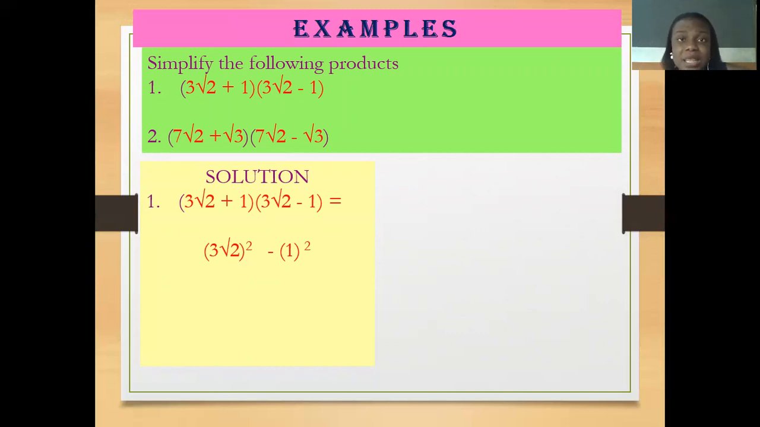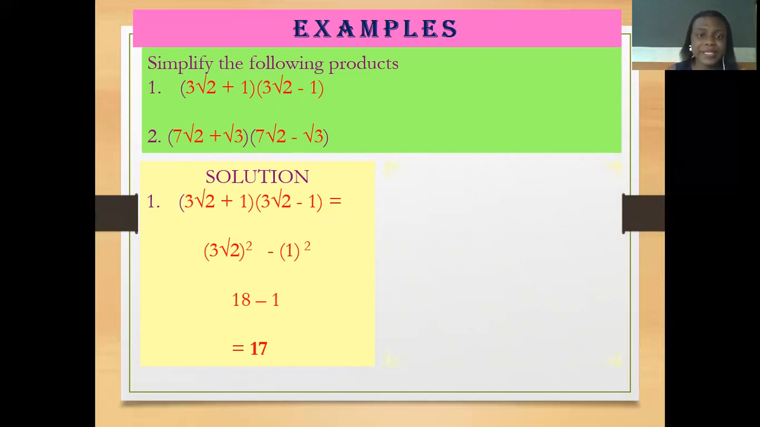So 3 root 2 all square means 3 root 2 times 3 root 2. That gives you 9 times root 2 times root 2, which is 2. We said that already. So 9 times 2 will give us 18. And then 1 square means 1 times 1. That will give us 1. So 18 minus 1 just gives us a simple answer of 17. So you can see you started with two surdic expressions, and all of a sudden your final answer is 17. That's a rational number. So those surds are called conjugate surds.